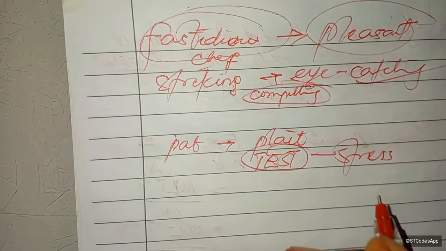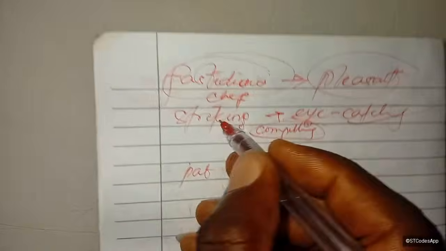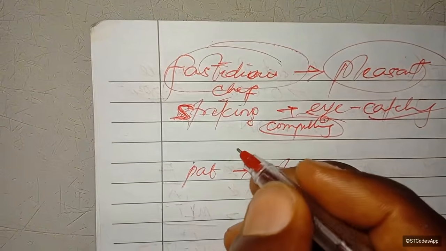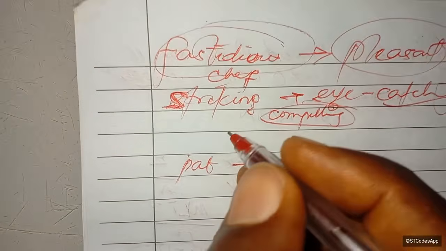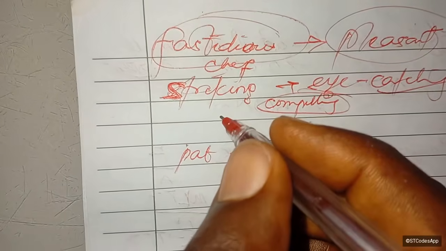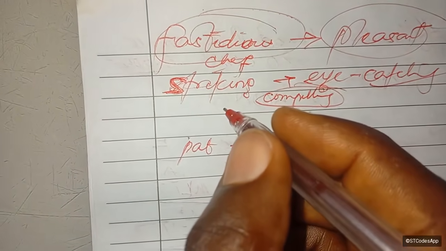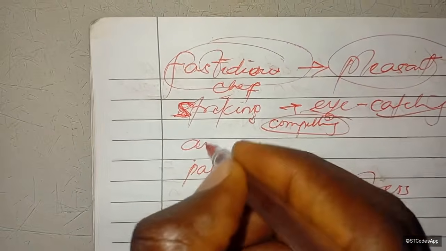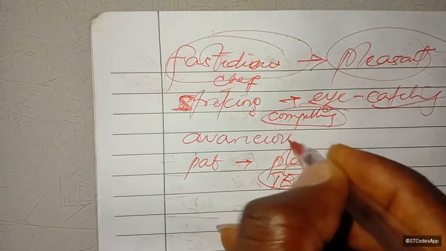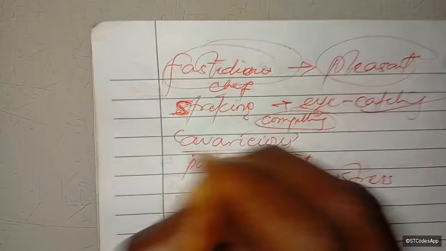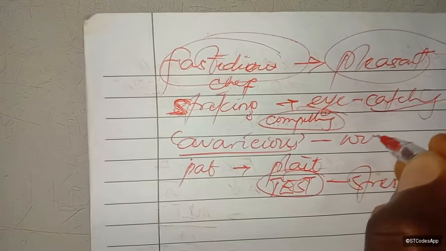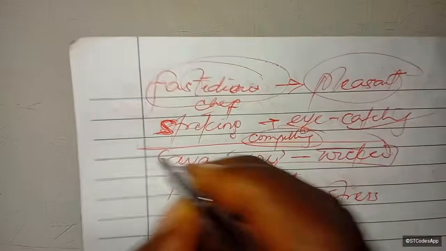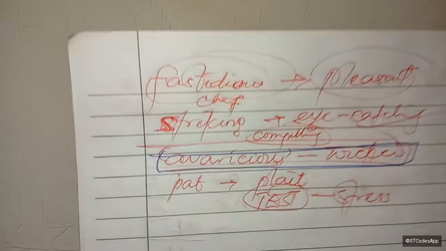For new words, avaricious. Now you should find the meaning of the word avaricious. I think avaricious means someone that is wicked. You will find the meaning, please. Find the meaning of this one, avaricious. Okay?